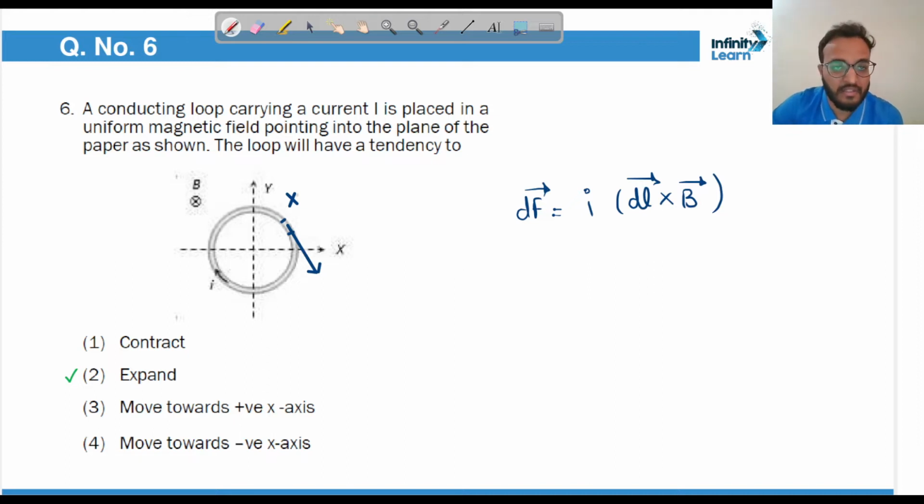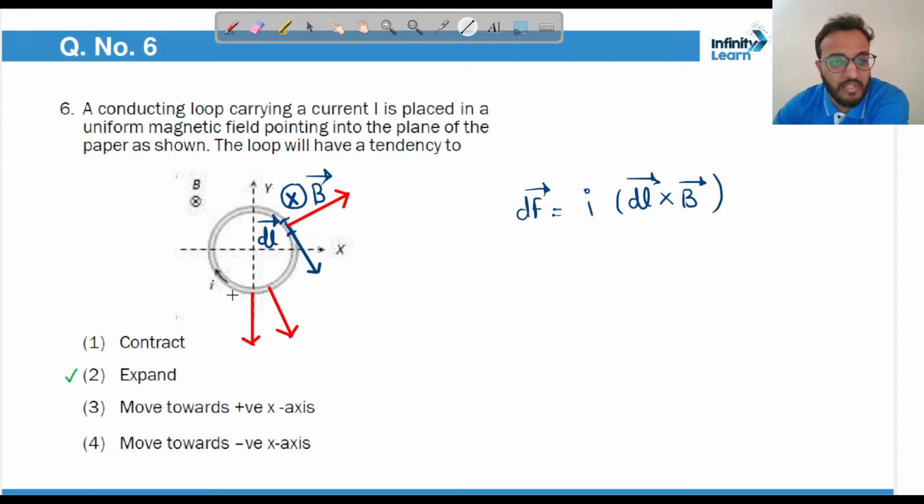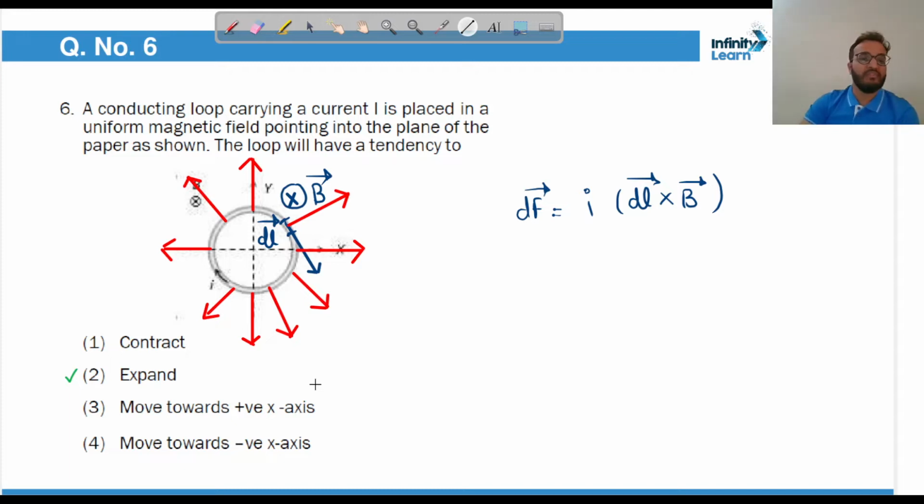Vector dl is this, and this is the magnetic field, yes or no? So what is the force? dl cross B. Now you tell me, dl is this, the magnetic field is inside, so dl cross B, the thumb is like this. So you can clearly say that the force is in this direction. Likewise, on every element, the force will be like this. So this wire will be stretched, because the force is acting outwards, as if the wire is stretched in all directions. So we will say that this wire will expand. Okay, so which option is correct?